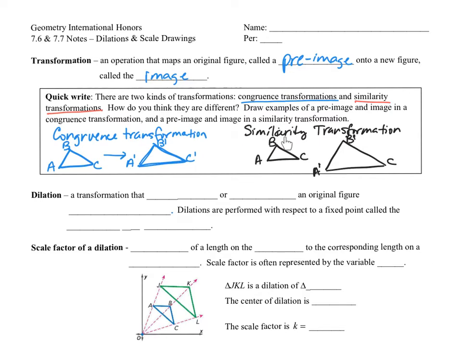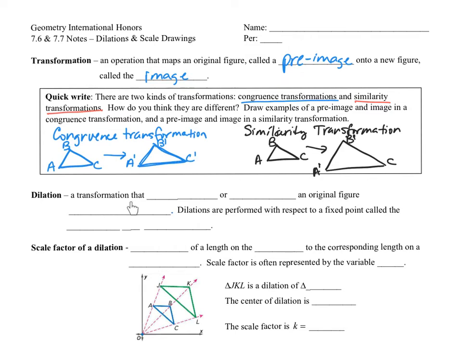So notice in a similarity transformation, let me draw an arrow to say that we dilated. In a similarity transformation, you won't necessarily end up with a congruent shape like you would for a congruence transformation, like a translation or a reflection or a rotation. Okay, so let's talk about the definition of a dilation and nail that down.